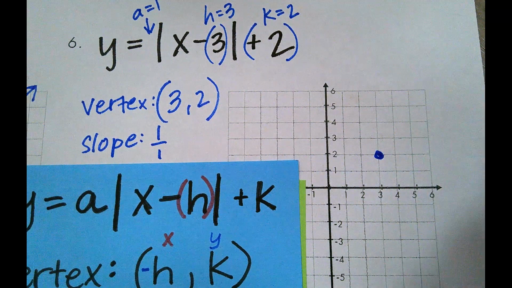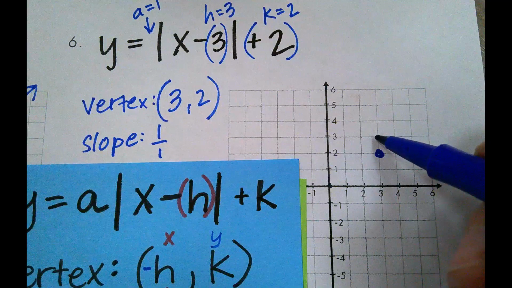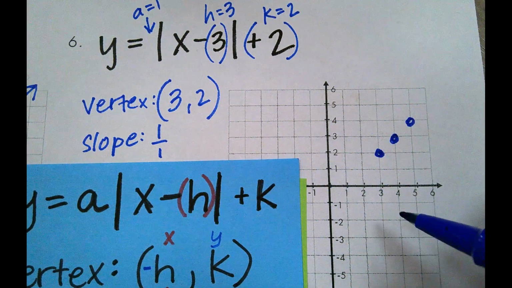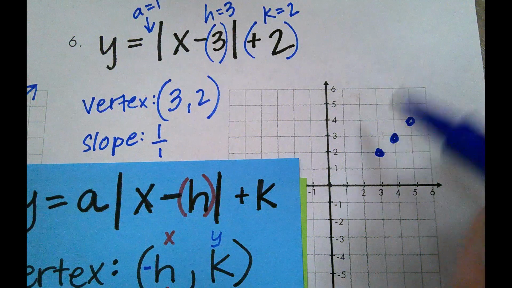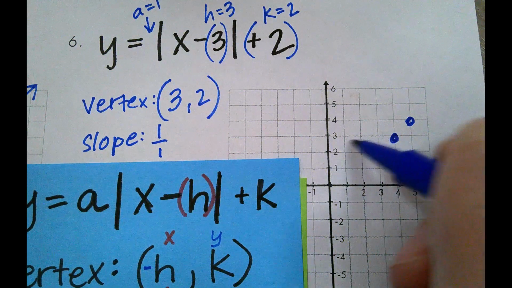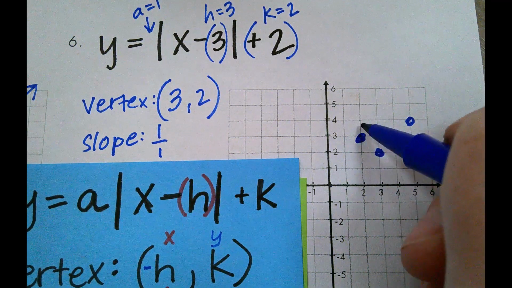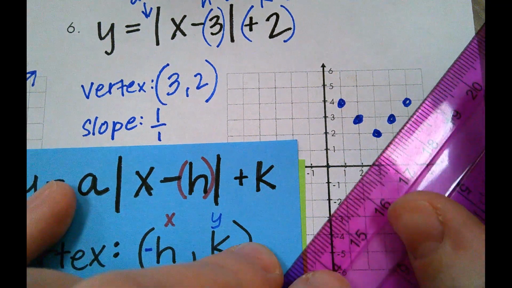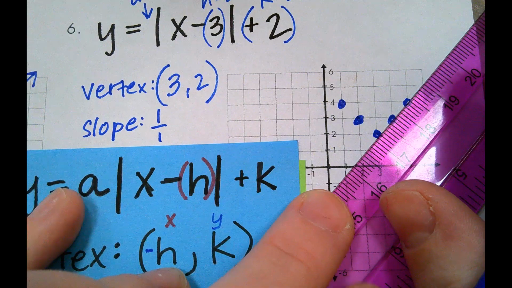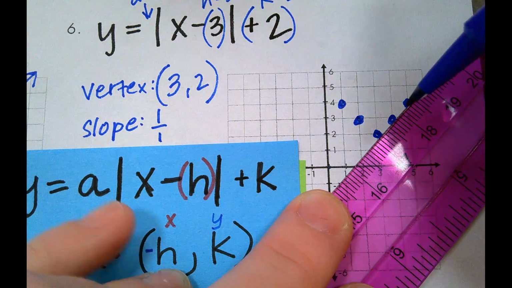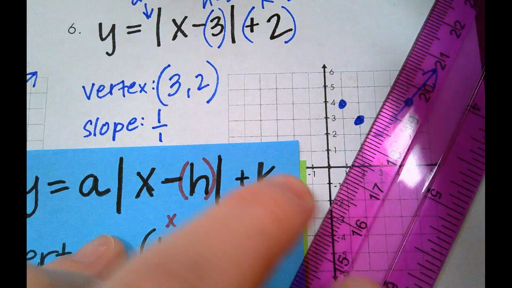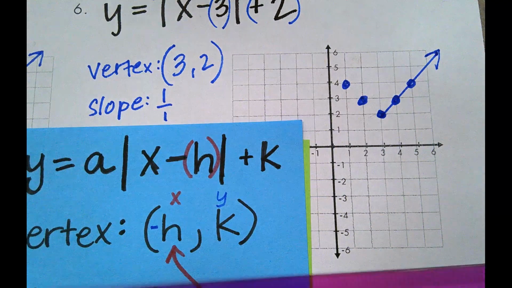And where do I go from here? Up 1 over 1. Back to the vertex. Other way: up 1 over left 1. And we just connect the dots and we are done. I promise it feels easier the more we do it. It'll get easier, especially after we make this guide coming up next.